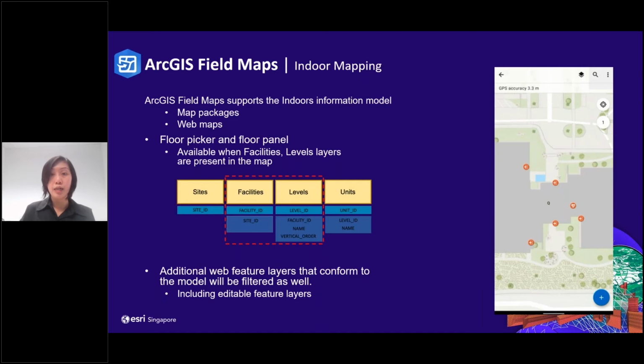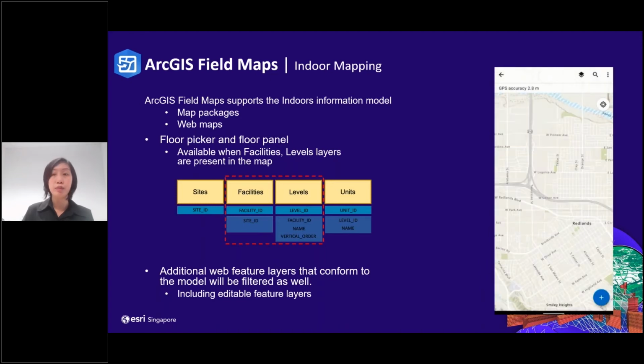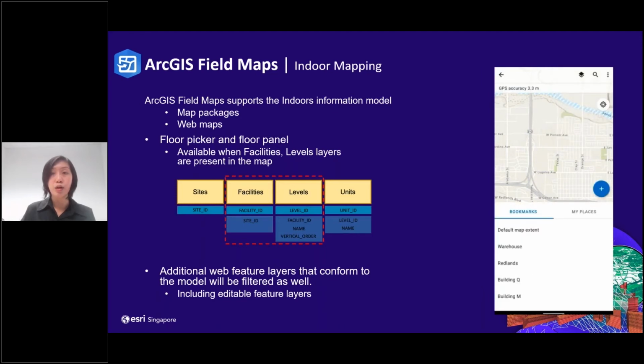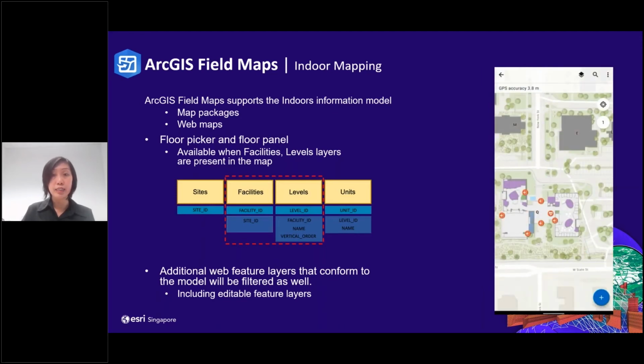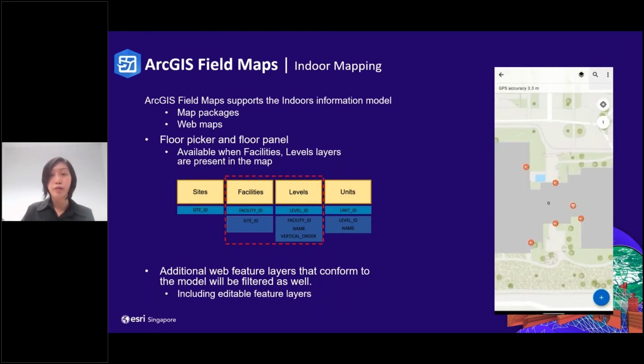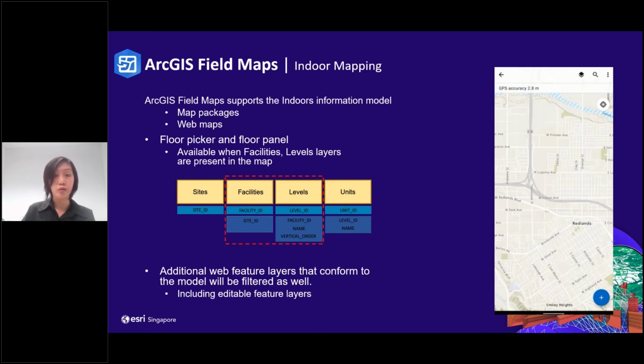When a map contains a facilities and levels layers which are compliant with the indoors information model, it will unlock floor awareness capabilities. A floor picker tool will appear for the facility in the center of the map view, and it will show the floors available for that facility. Tapping on the particular floor will filter the map view to only show features present on the selected floor.